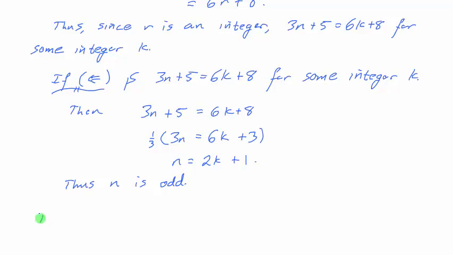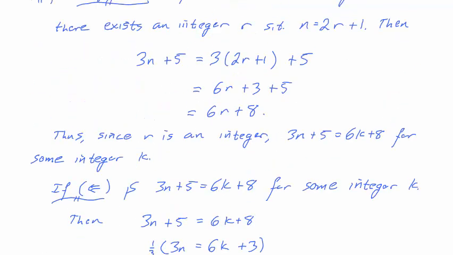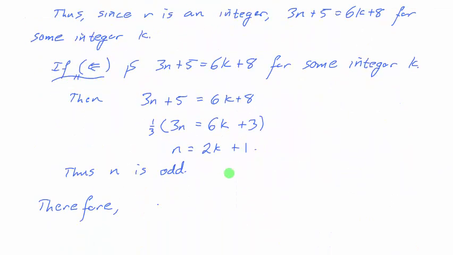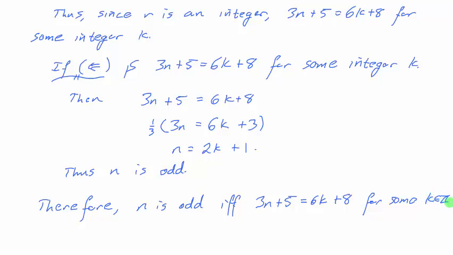So, overall conclusion, therefore, just going to restate what we said up here. n is odd if and only if 3n plus 5 is equal to 6k plus 8. And I'll be a bit more concise here. For some, and we'll just use the shorthand, for some k in Z. And that completes the proof in both directions for that if and only if statement.